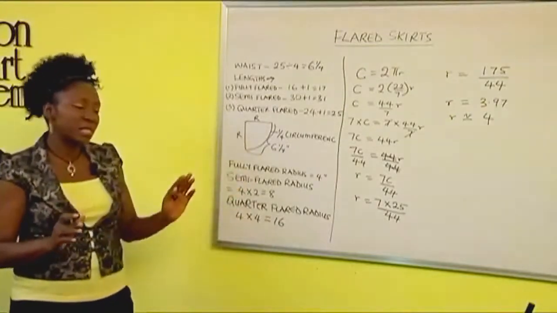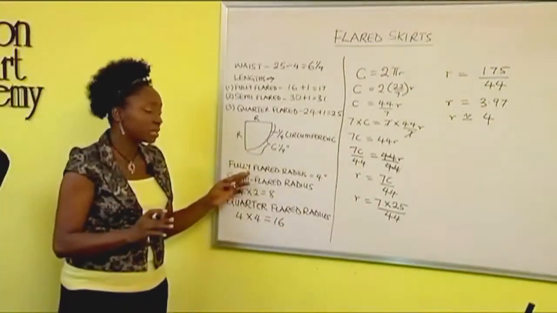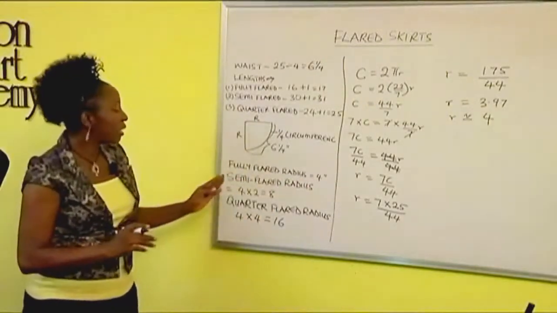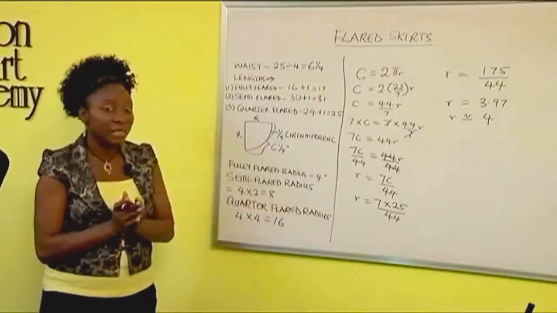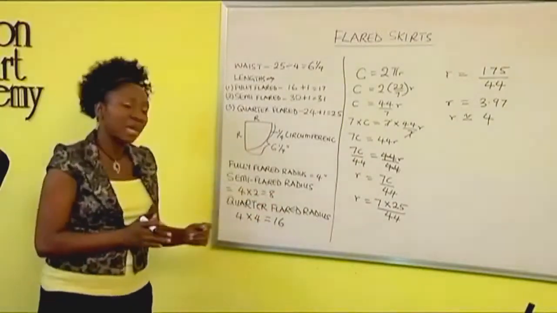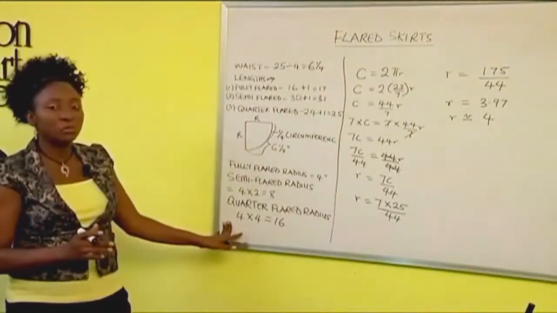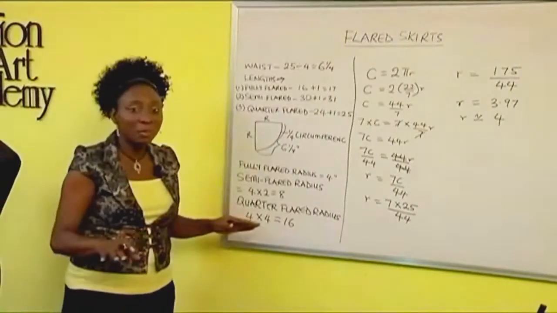And you can see the differences. We're making our fully flared skirt: we have to fold it into 4, and we'll use 4 inches. We're making a semi-flared skirt: we'll fold it into 2 only, and we'll use 8 inches. And of course, for our quarter flared skirt, we would not fold it at all. We'll just use it single ply.